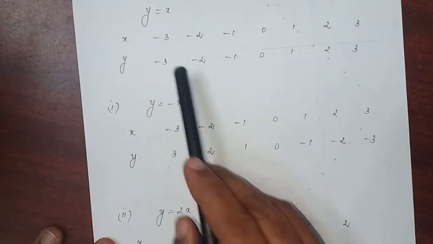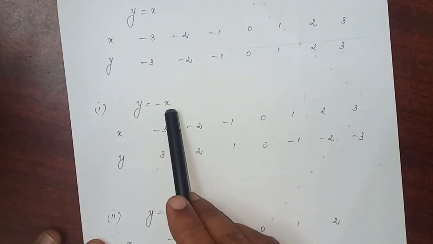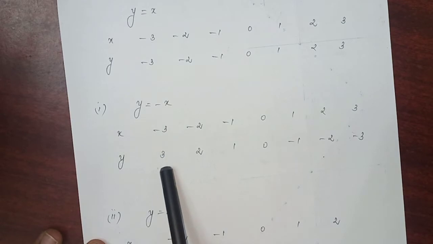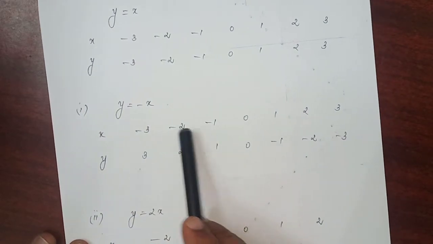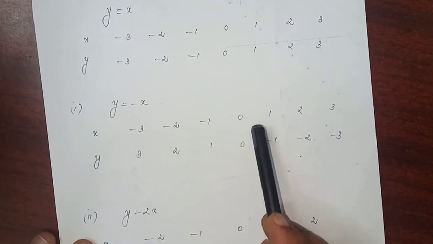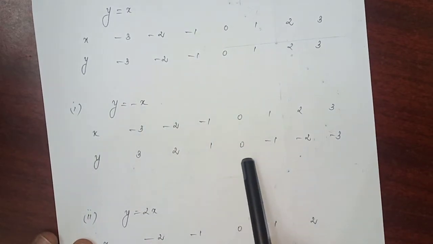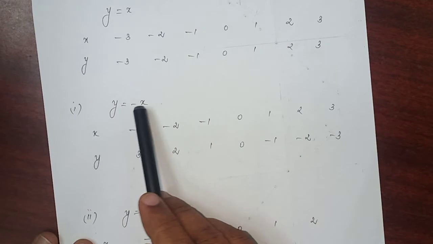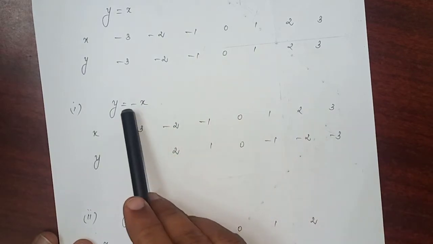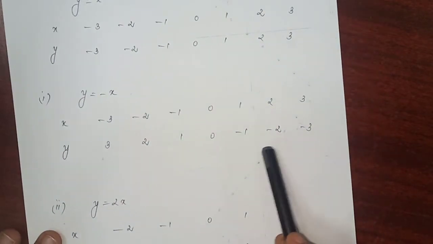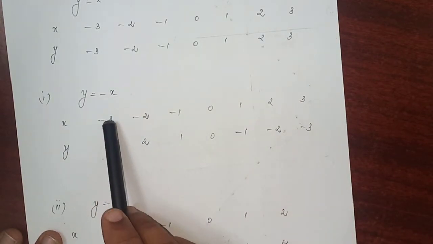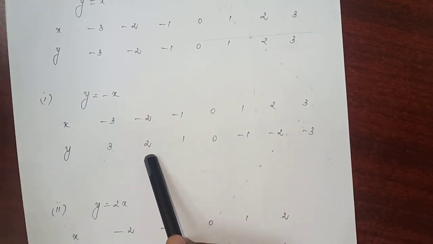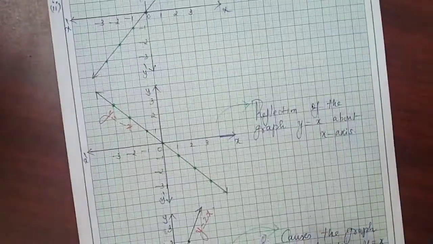Same values have taken, minus 3 to plus 3. Replace x by minus 3. Minus of minus 3 is plus 3. X equals minus 2, minus of minus 2 is plus 2. Substitute x equals minus 1. Minus of minus 1 is plus 1. Then 0. Write 0 only. Substitute x equals 1, minus 1. Substitute x equals 2, minus 2. And substitute x equals 3, minus 3. So plot all the points. Minus 3, 3, minus 2, 2, up to 3, minus 3. Have plotted all the points.